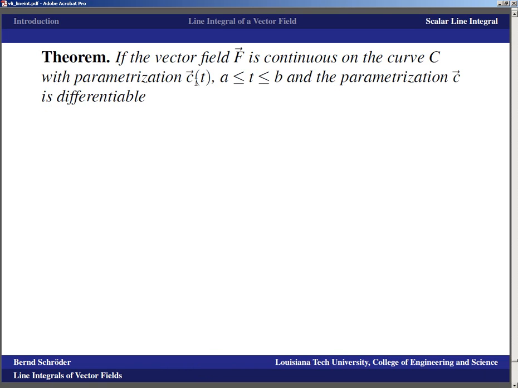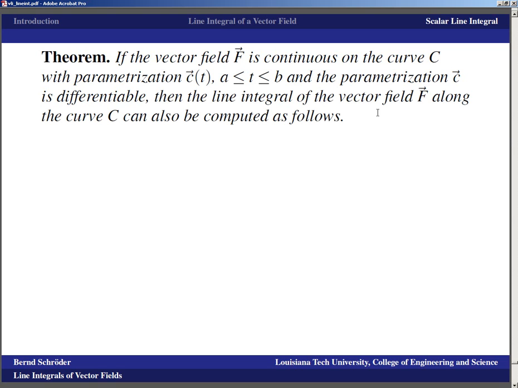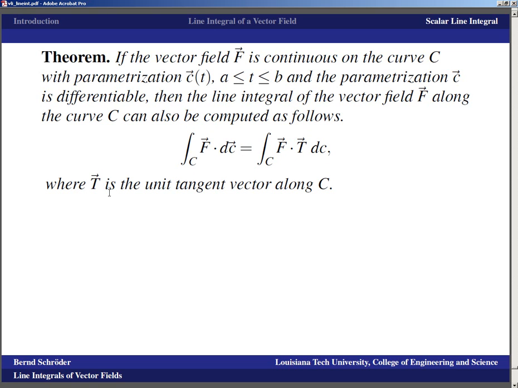We have a parameterization for the curve C of t with a less than or equal to t less than or equal to b. The parameterization is differentiable, and we have a continuous vector field on that curve. Then the line integral of the vector field along the curve C can also be computed with the following formula. The line integral of the vector field, the integral along C of f dot dC, can be computed as the scalar line integral. You see here that in the scalar line integral, the dC doesn't have a vector in it, where we integrate the dot product of the vector field with the tangent vector of the curve as a scalar line integral along the curve. So we also have to say here where T is the unit tangent vector along C, the direction vector.